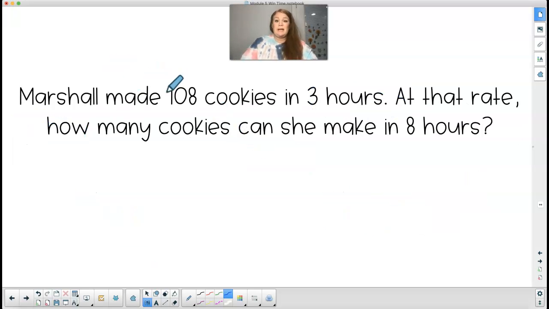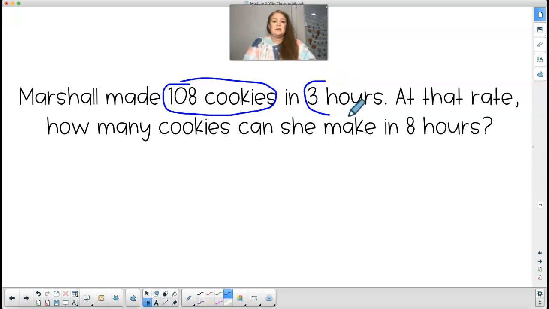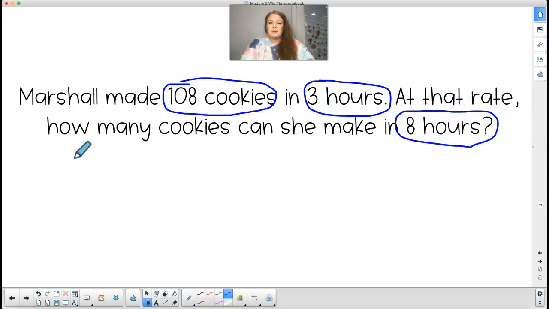Hey, this one says Marshall made 108 cookies in 3 hours. So I'm going to do step 1 as I'm reading. 108 cookies, that took 3 hours. At that rate, how many cookies can she make in 8 hours? So I'm looking for 8 hours. I have cookies and hours as my labels. Cookies, hours. 108 cookies took 3 hours.